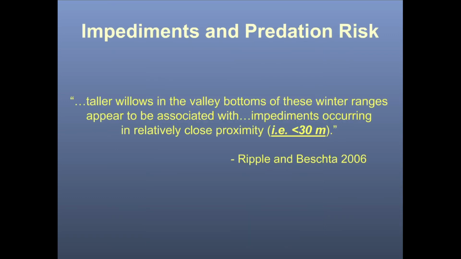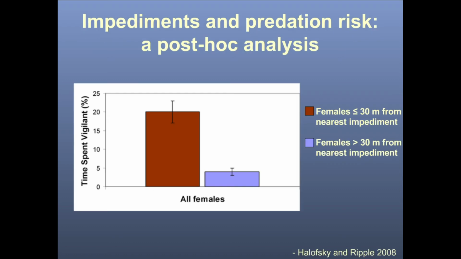In another study of willow, Ripple and Beschta noted that the tallest willow tended to be within 30 meters of impediments. So what did we do? We took our elk vigilance data and we split it up to look at vigilance levels of elk within 30 meters of an impediment and beyond, just to see if it would fit with this observation from Ripple and Beschta. And here we have all females on the x-axis, time spent vigilant on the y-axis, and what we see is a statistically significant relationship in that females are more vigilant within 30 meters to impediments rather than beyond.